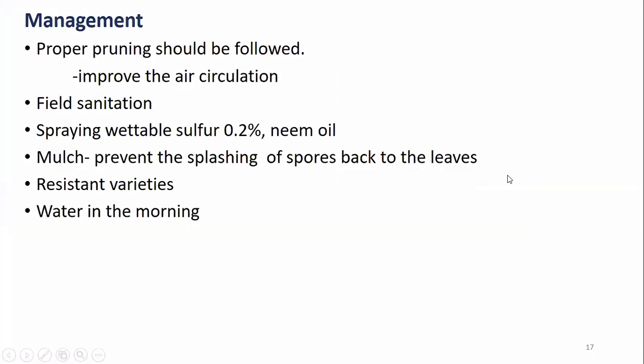And management: proper pruning. Pruning is important for fungal disease, so improve air circulation and field sanitation. Destroying the infected parts, leaves and fruits, is also important. And spray vegetable sulfur and neem oil. Mulching is important because fungus spores may spread by rainfall, wind or insects. To prevent the spreading of fungus spores, mulching is important.